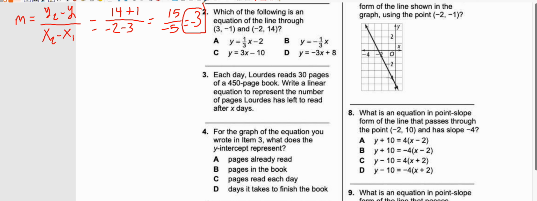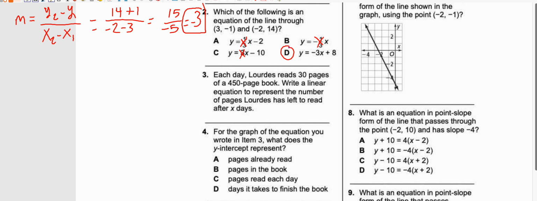Have I eliminated any? Okay, so I've eliminated some stuff, right? This one's a slope of 1/3. This one's a slope of -1/3. This one's a slope of +3. That leaves us with D. So there you go. That turned out to be a really simple way to do it. We didn't have to go any further and actually write the equation. But I had a plan in place for what I would need to do next, right?